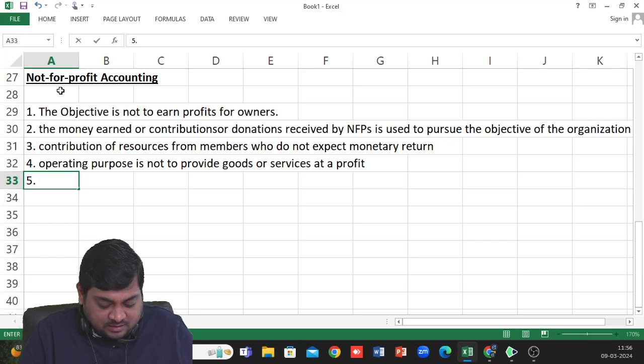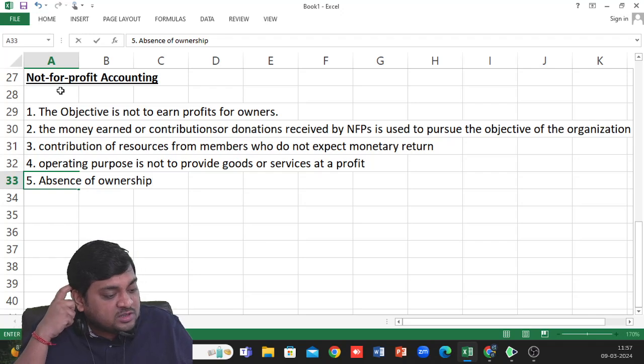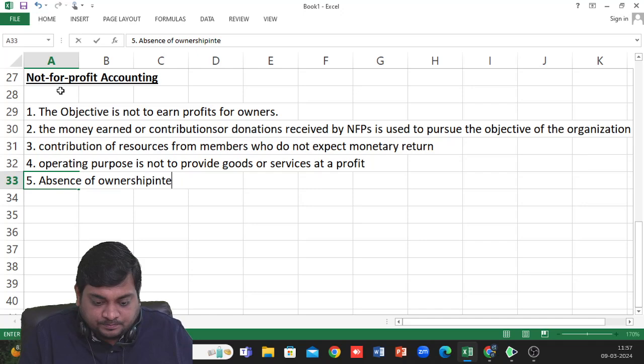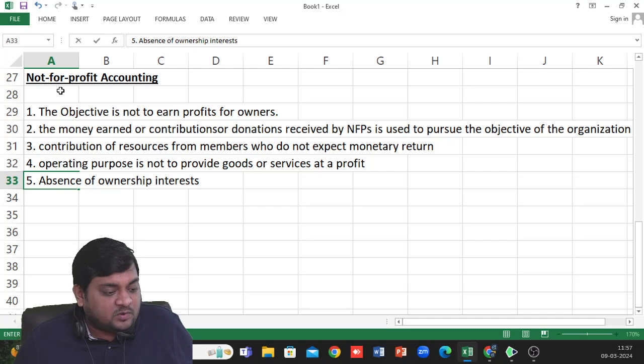Here there is absence of ownership, right. So there is no ownership interest, absence of ownership interest, right.